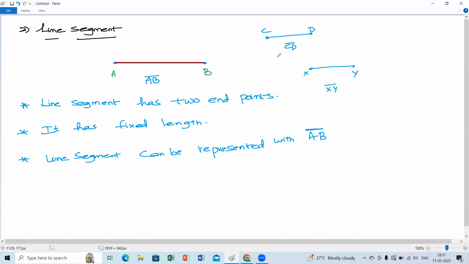Suppose you're writing with your pen. Can we call it a line segment? Yes or no? It has fixed endpoints. Very good. An edge of your book or box, you can see the length of your book. Yes, it has endpoints, right? Very good. It has a fixed length.